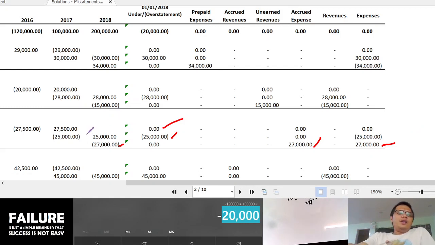The error in 2017, this 25,000, will overstate your expense. Which is why this is a negative quotation. It will overstate your expense. Why? Again, because it is in this year that you will recognize it, when in fact it should be recognized in 2017. So your expense is overstated, which is why we will deduct it. Okay?